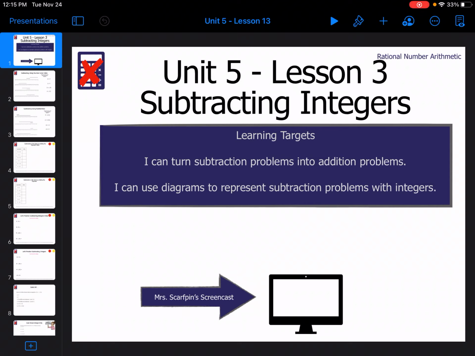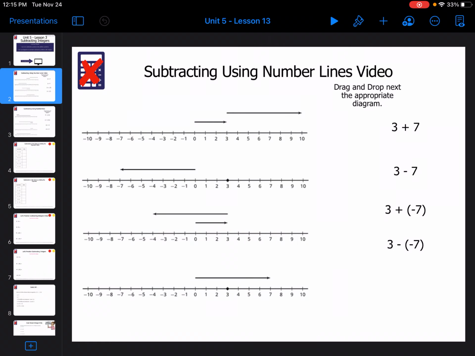Okay, so now we're going to take a look at subtracting integers. So we're going to turn these subtraction problems into addition problems. I can use diagrams to represent subtraction problems with integers. So we have to drag and drop the next to the appropriate diagram.